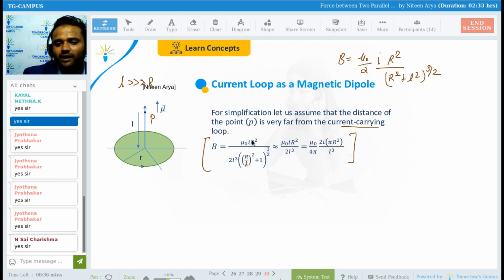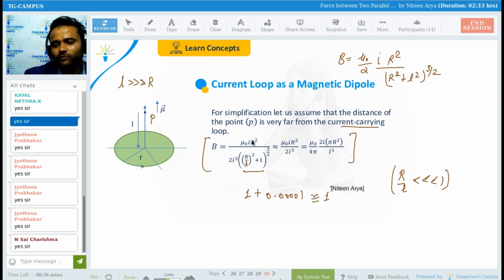So R by L is very less than 1, and we take this whole expression as 1 plus 0.00001, almost 1. Clear? So that is why the sign is almost equal, not equal.